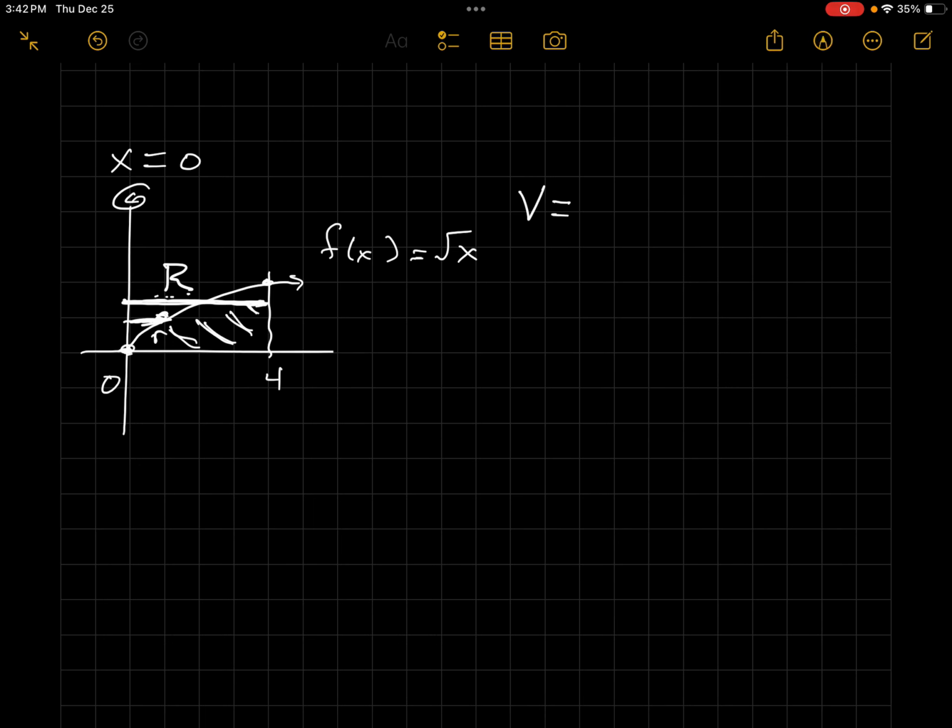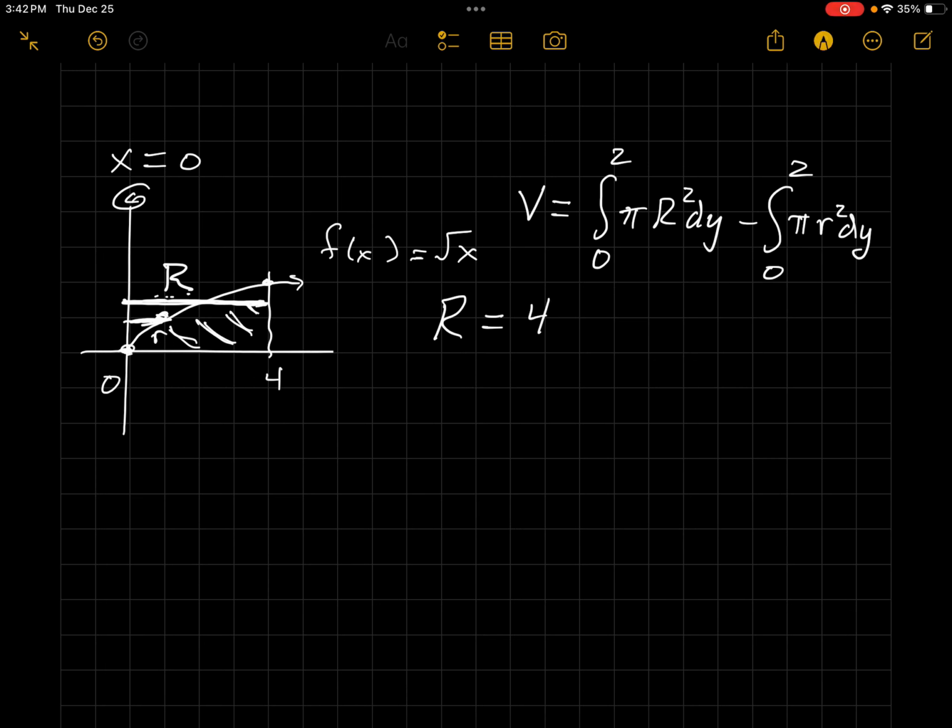And then we know that our volume is going to be the big volumes minus the little volumes. We need our radii. Length, big x minus small x. Little radius, big x minus small x. And then we can find the volume.